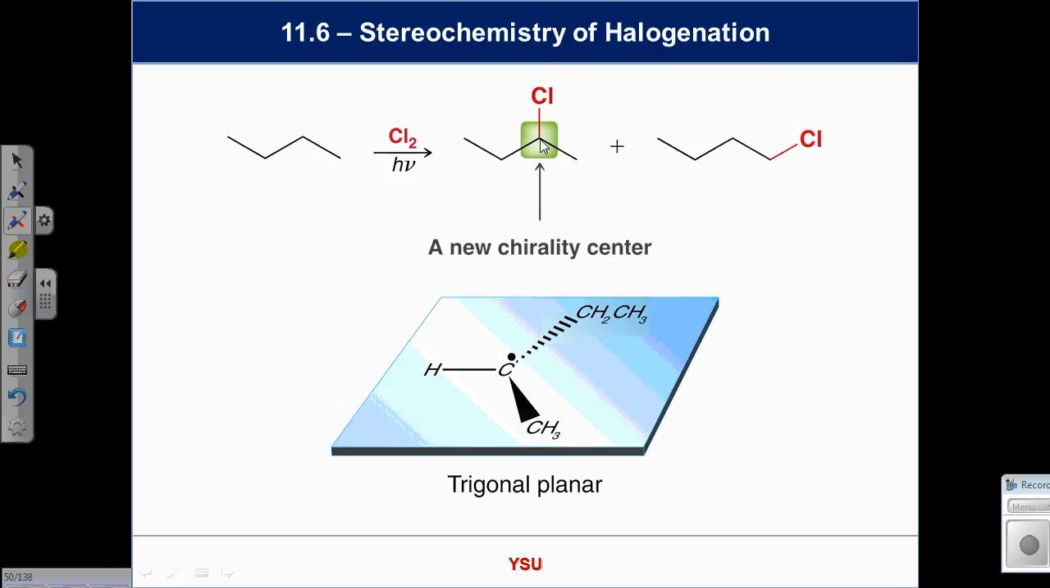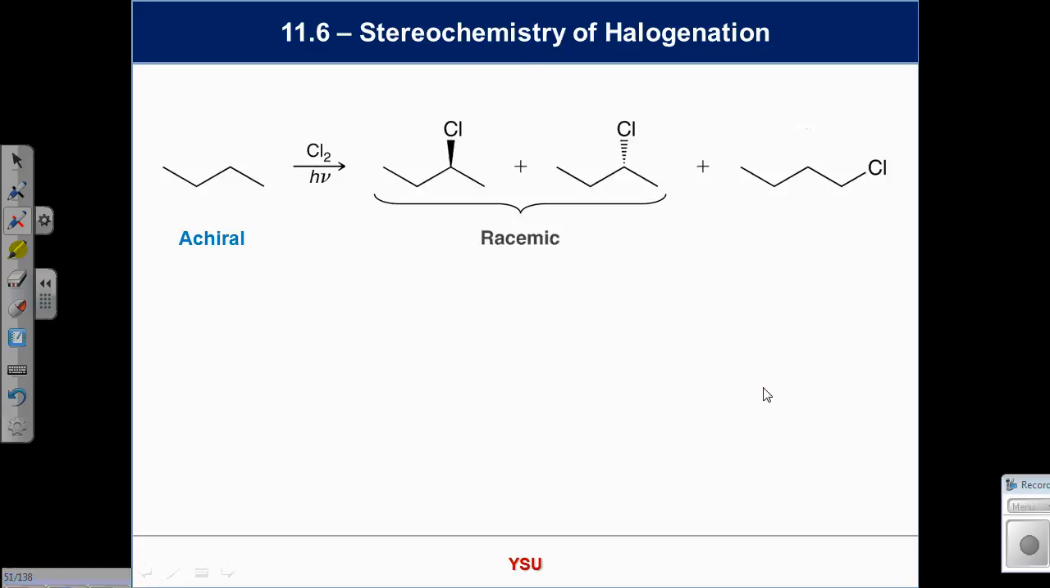So any ideas about the optical rotation of this thing? Zero, because you'll get a racemic mixture. You're going to get 50-50 of each because this thing is flat. Very similar idea to carbocations, but it's a radical. There are no plus charges here. Same concept. So now we have this idea that we can induce chirality, we can get racemic mixtures, which makes things a little bit more interesting, also a little bit more difficult.